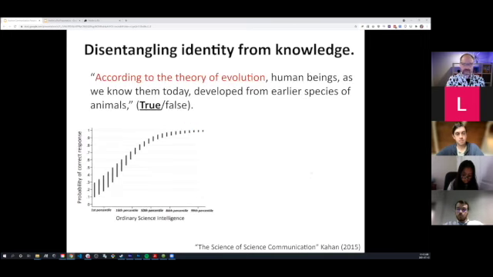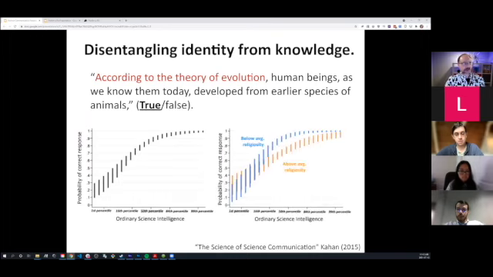There's some research here. There are some links in the notes I can send you that show you can disentangle that by changing the question, and you can word it in a way that's not threatening to their identity. So you can word it in this way: according to the theory of evolution, human beings, as we know them today, developed from earlier species of animals. And now you can see that question is much more correlated with the correct answer. So that's one item in there.